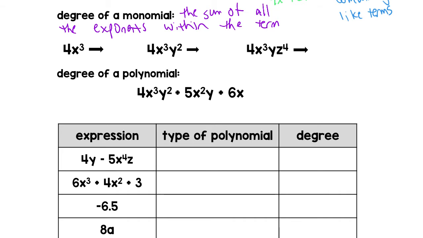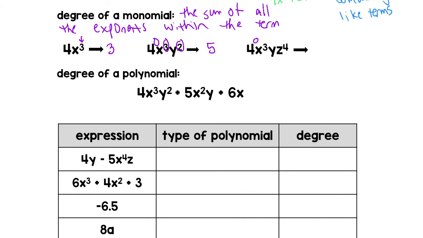So we have 4x cubed. 3 is our exponent. There aren't any other exponents here, so the degree is 3. We have 4x cubed y squared. Exponents are these little numbers up on top. So here we have nothing plus 3 plus 2. 3 plus 2 is 5. So the degree of that term is 5.